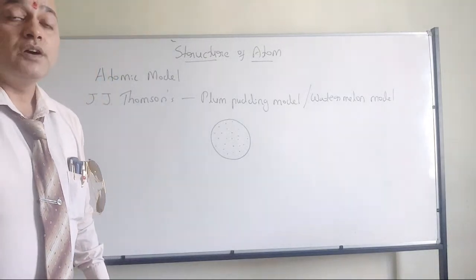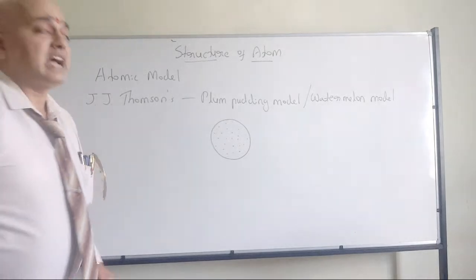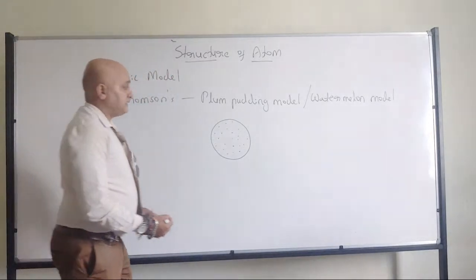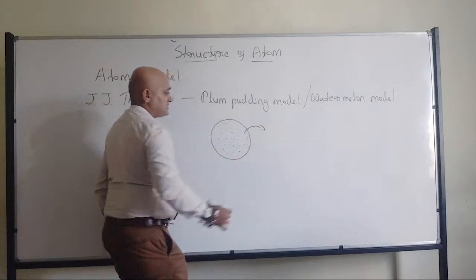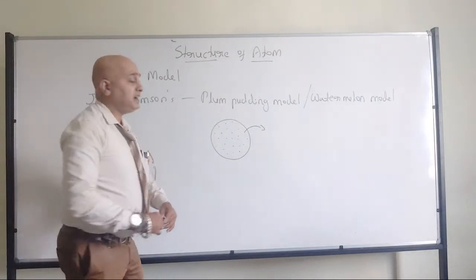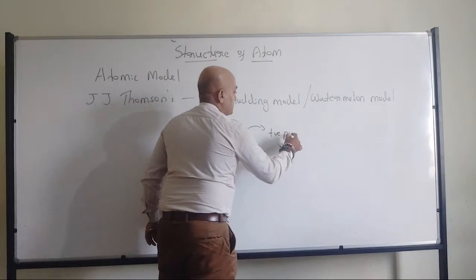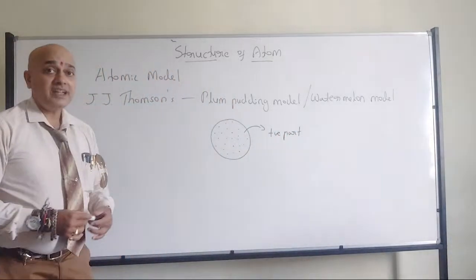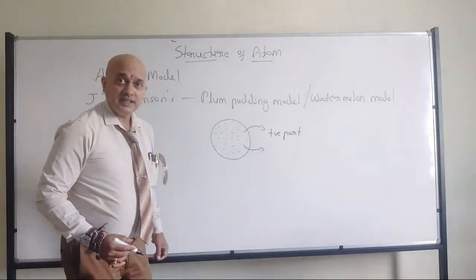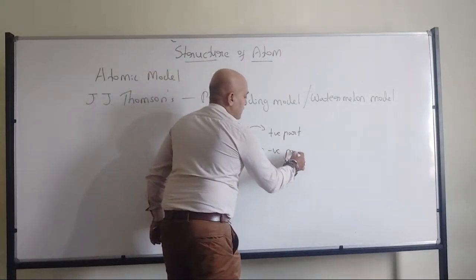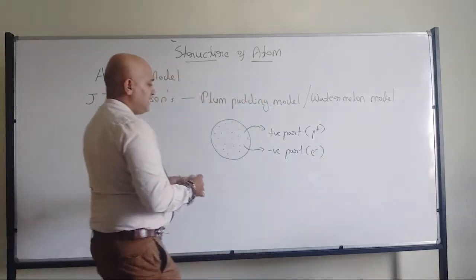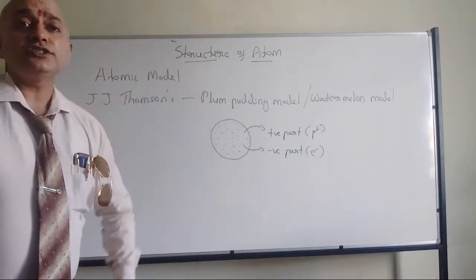That's where we have Thomson's model, because he told that this you can consider as an atom. Whatever red part of the watermelon is there, in our case it looks white, but imagine it as red, will be the positive part of the atom. And the black seeds throughout the fruit will be considered the negative part. That means this is compared with the proton and this with the electron. That's what J.J. Thomson told.